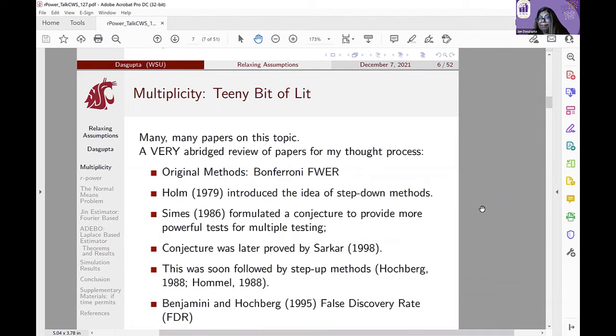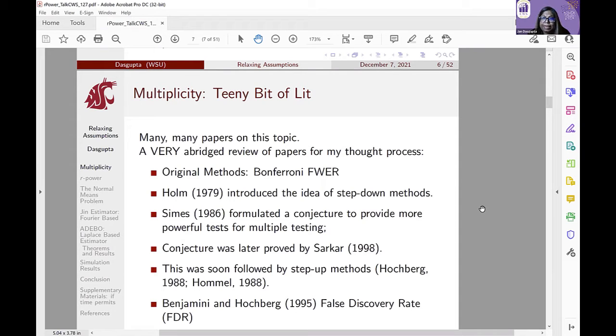The literature on multiplicity would probably be a 5,000-page book, just even touching the tip of the iceberg. There are many, many, many topics on this, or many, many papers, and I'm not even going to go through all of it, even the tip of the iceberg.